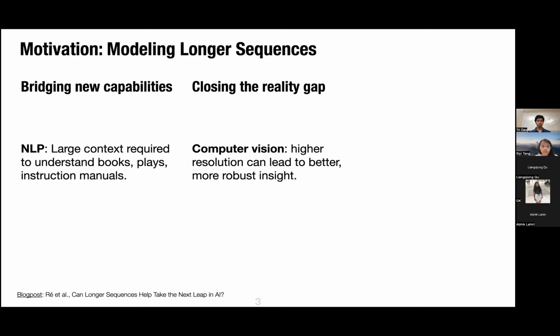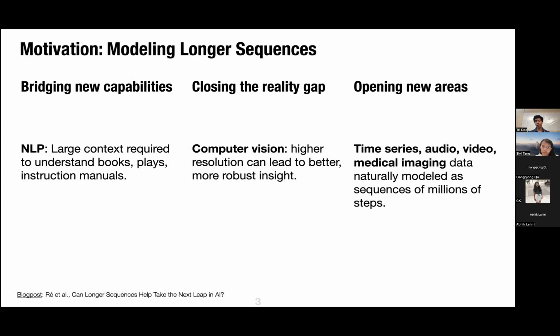The second reason is we want to close the reality gap. The anchoring application here is computer vision, where we've seen that if you can model images at higher resolution, you get better and more robust insight. And high resolution generally translates to longer sequences. The third one, which is probably the most exciting, is we're going to open up new areas. Things like time series, audio, medical imaging, video are naturally modeled as sequences of up to millions of steps. So that's why we care about long sequences.